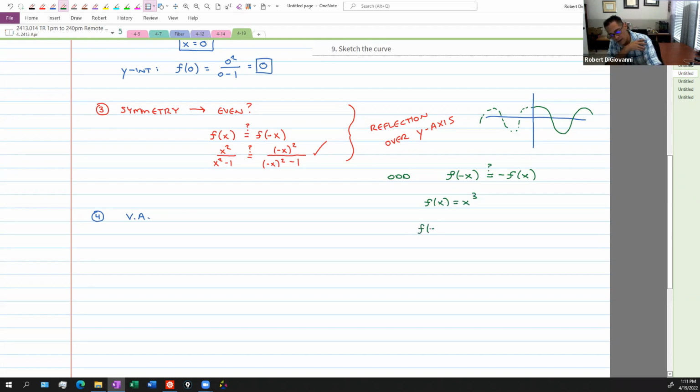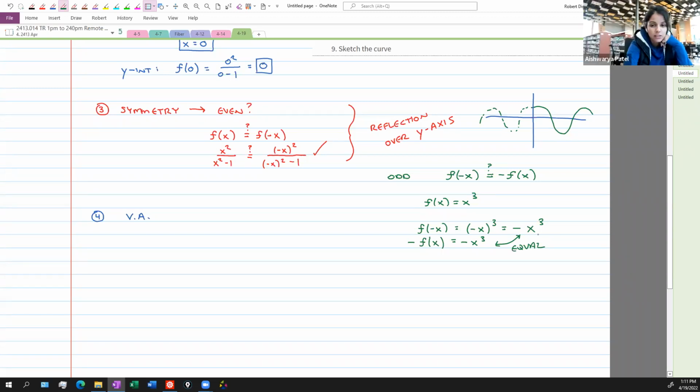Well, when I plug in negative x, that's negative x cubed. And when I cube a negative number, I get that thing negative, right? I don't need the parentheses anymore. But that's exactly what I would have gotten had I just put a negative in front of the original function. These two are equal, and therefore, that would be odd. Does that make sense, Ash? Yes, it does. Thank you.